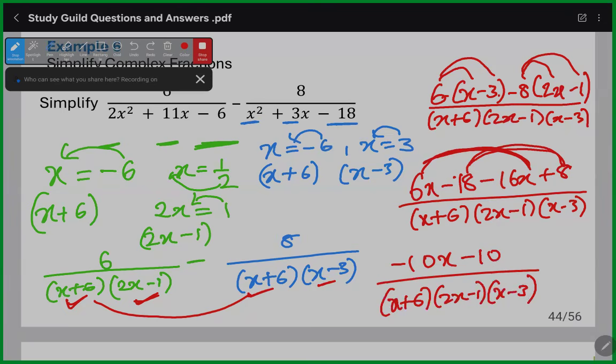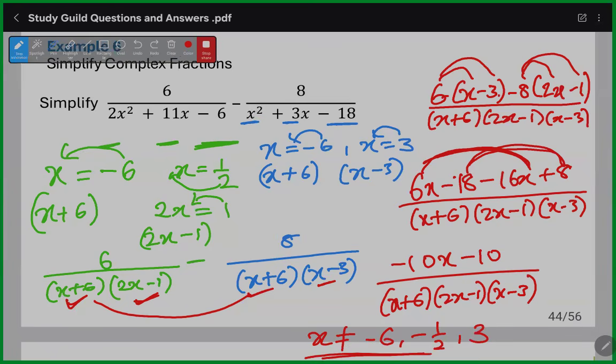So where are they undefined? You say they are undefined at x. x must not be negative 6, must not be negative 1 over 2, and must not equal 3. So these are the points where this expression will be undefined. Okay, so that's how to do this question.